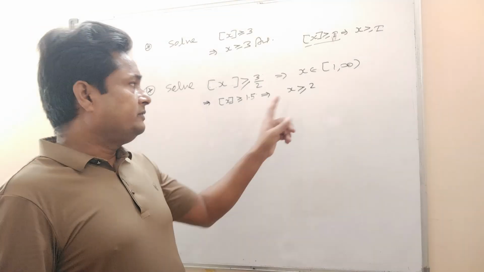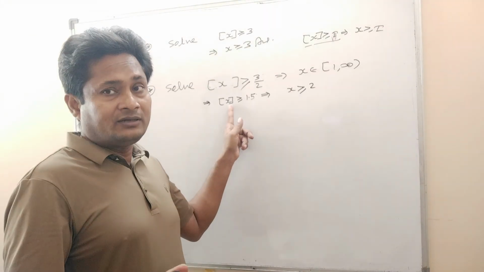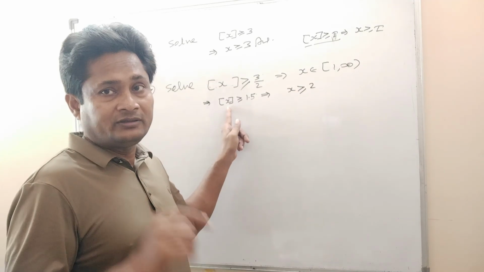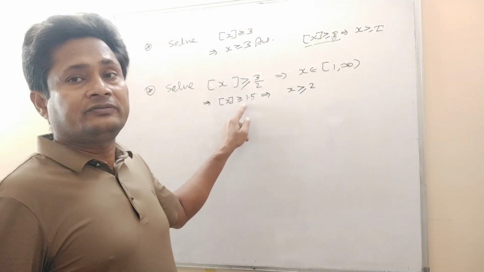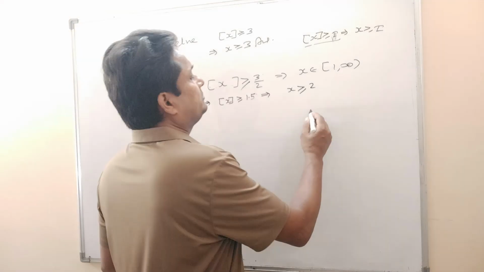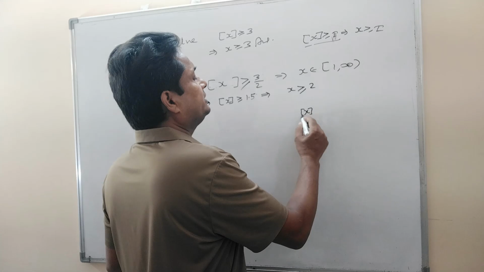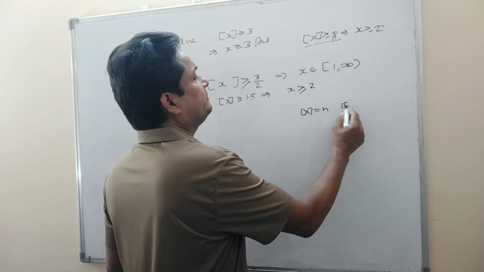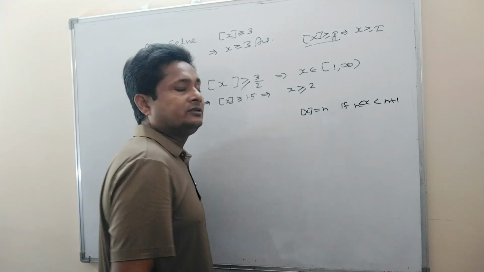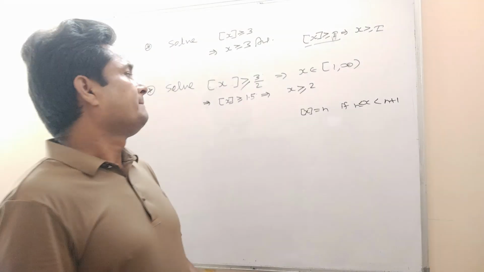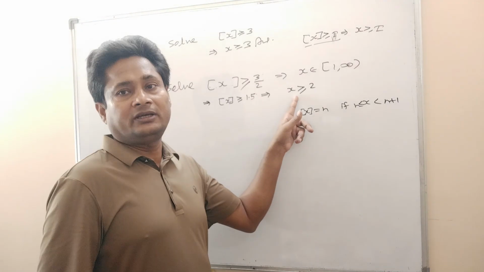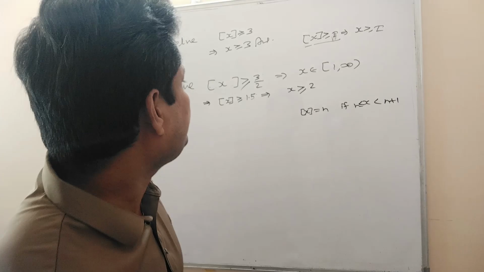Right. If you substitute here any value of x less than 2, then the answer of this one will be 1, which fails the inequality, because the property is: if greatest integer of x is equal to n, then x is greater than or equal to n and less than n plus 1. This is our basic property. So by using this property, we can write the answer of this one is x greater than or equal to 2.